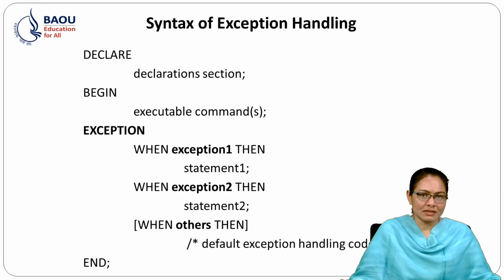These exceptions are either predefined or user-defined. If the exception is raised and handled by the exception section, then the PL/SQL block is terminated by displaying the error message related to that exception. So, here the begin section executes the SQL statements, and if any error or abnormal condition is generated, then control transfers to the exception section, and those abnormal conditions or errors are handled by the exception handler.